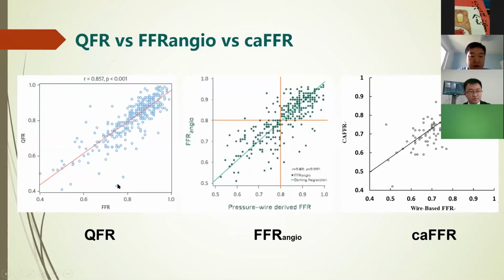The left figure shows the relationship between the QFR and the pressure wire measured FFR. This one is from Dr. Huo's publication. The middle figure is the relationship between the CassWork FFR angle and the pressure wire derived FFR. This one is from Dr. William Phelan's publication. The right figure is the relationship between the CAFFR and wire-based FFR. From the figure, we can find there is a good correlation between the CAFFR and the wire FFR.